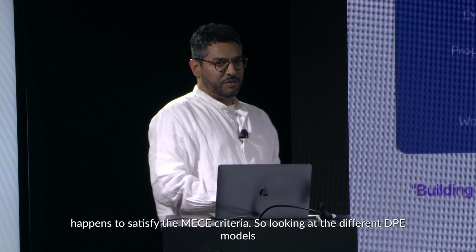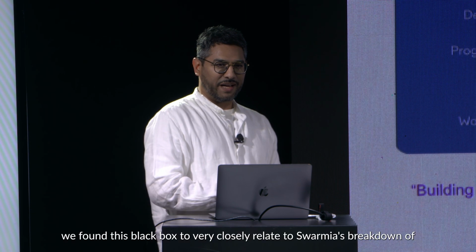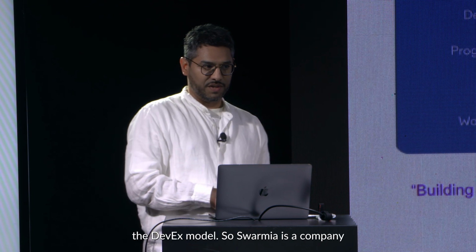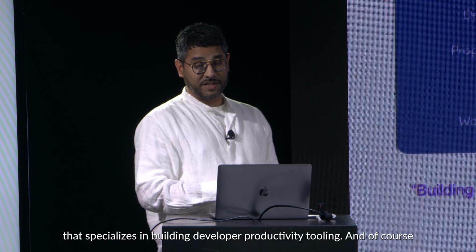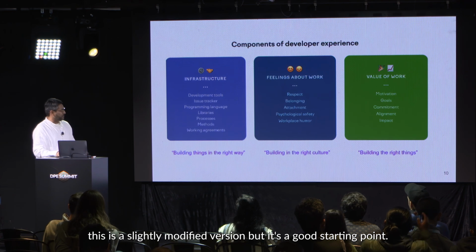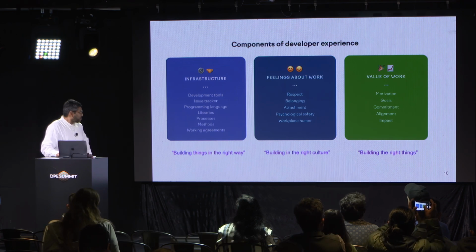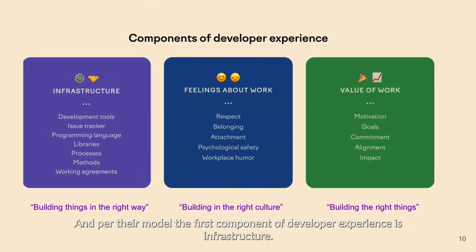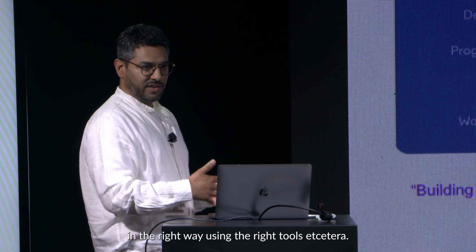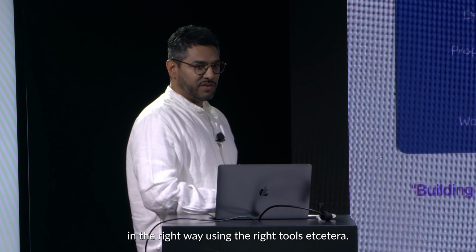Looking at the different DPE models, we found this black box to very closely relate to Swarmia's breakdown of the DevX model. Swarmia is a company that specializes in building developer productivity tooling. Of course, this is a slightly modified version, but it's a good starting point. Per their model, the first component of developer experience is infrastructure. That is to say, the things that enable development execution. So this is the black box that we talked about. If you want to condense it, it talks about building things in the right way, using the right tools, etc.